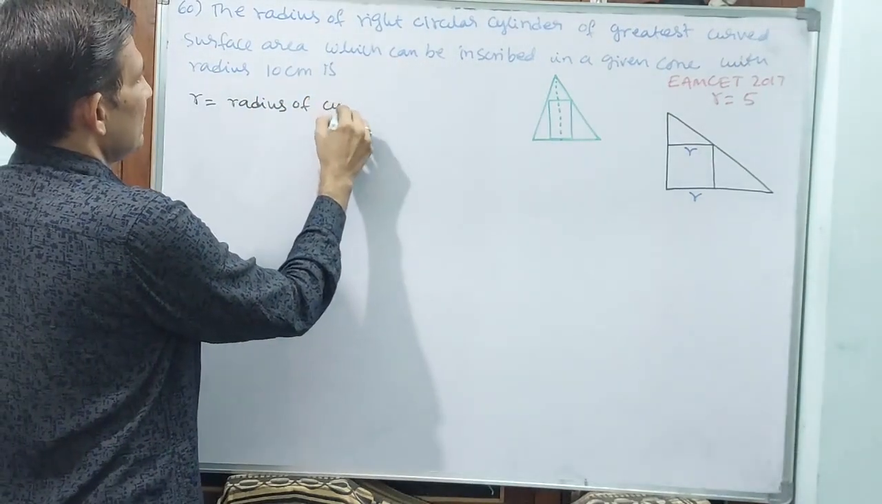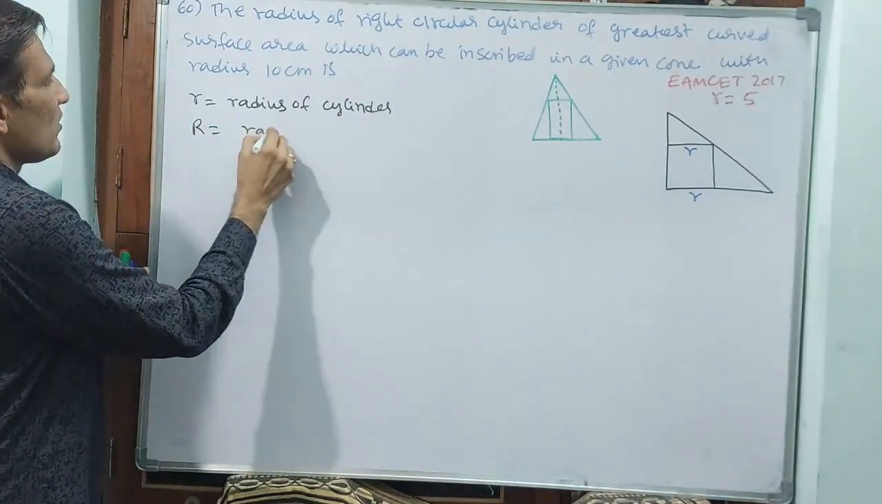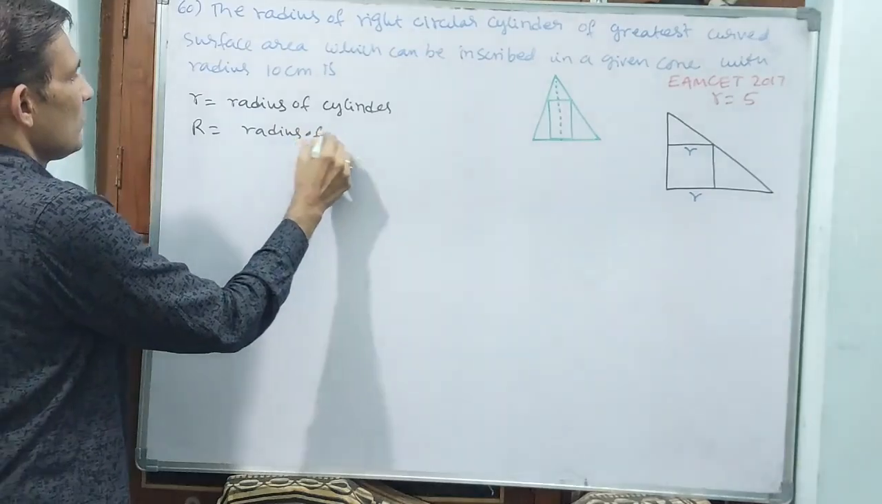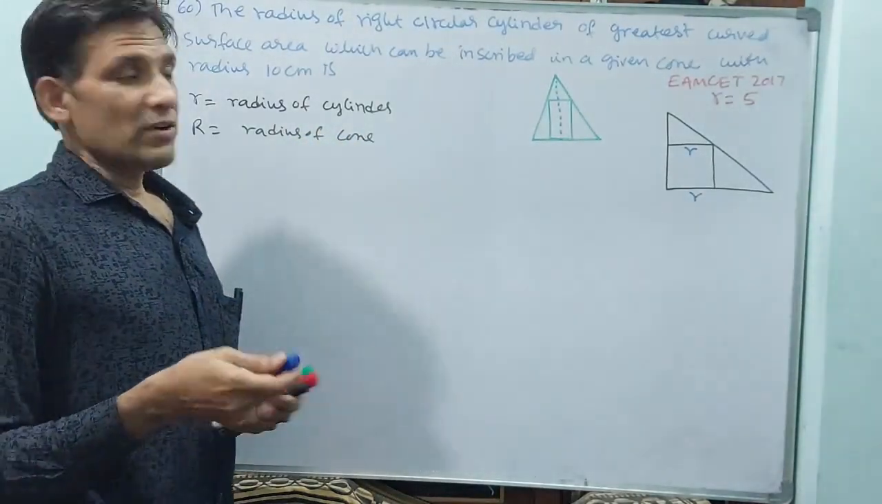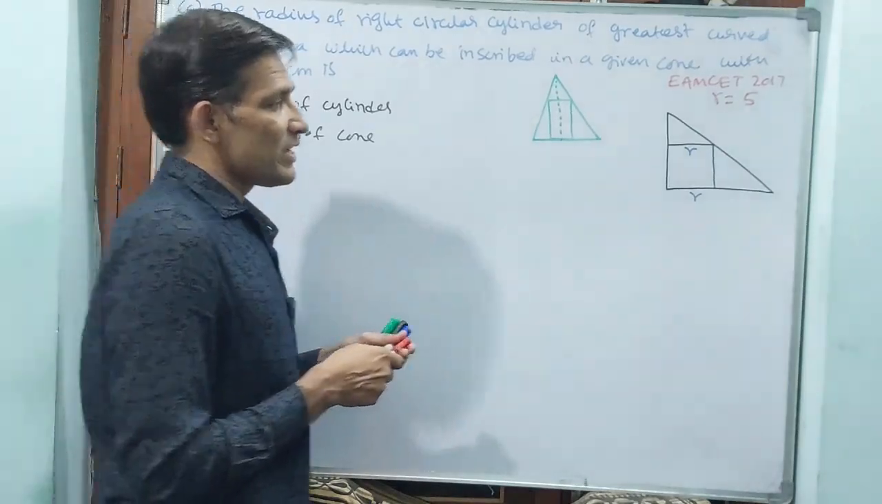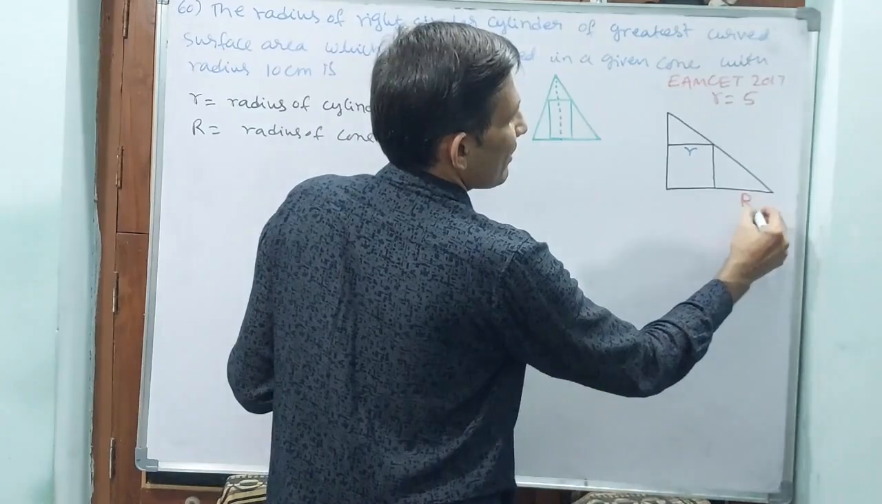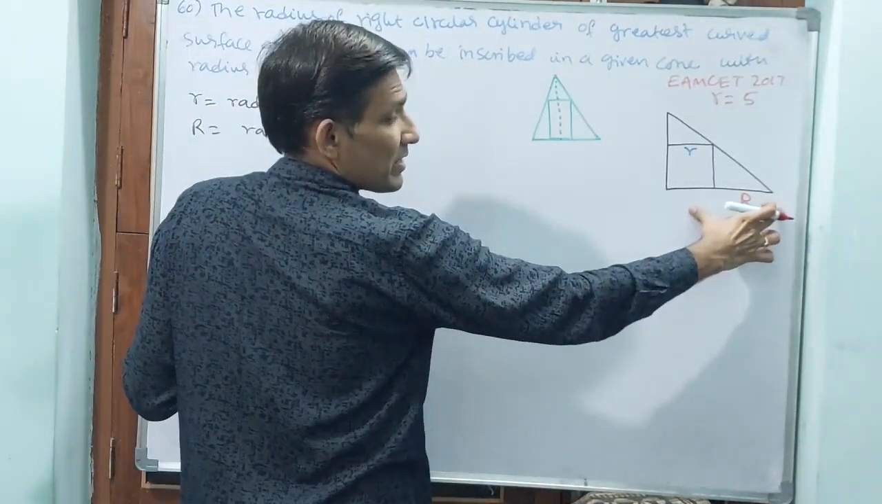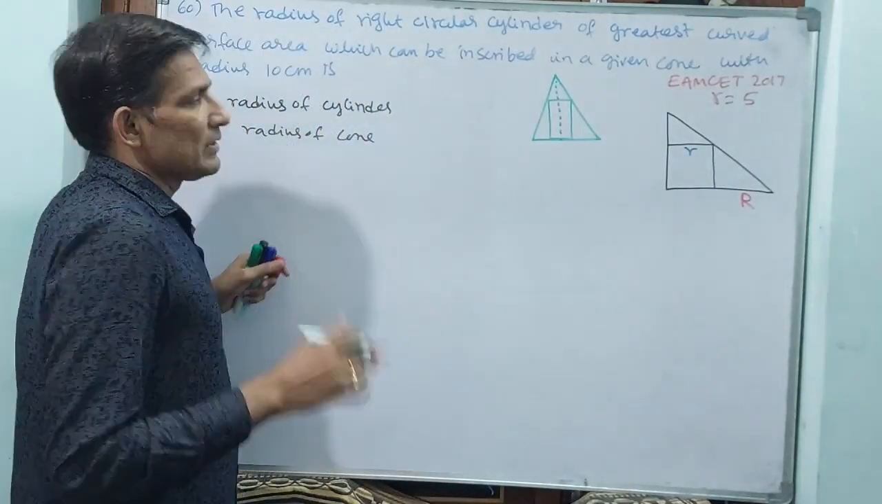cylinder. Capital R is radius of cone. Understand? Capital R is the radius of cone. See, both are the same, so I will remove it here and write capital R here. Why? Because capital R will be the radius of cone, small r will be the radius of cylinder. Okay, that is one thing.